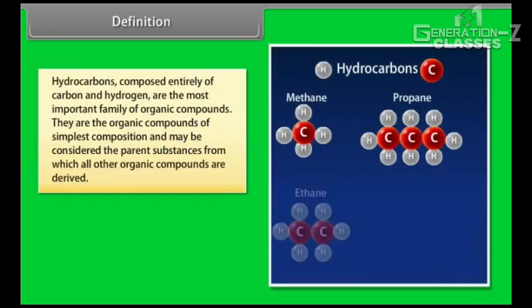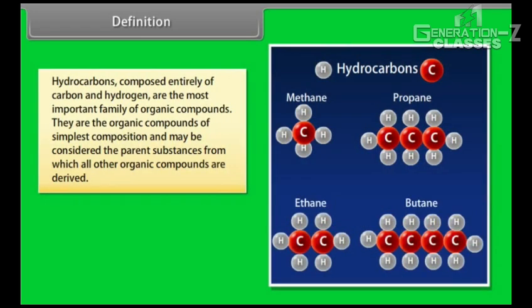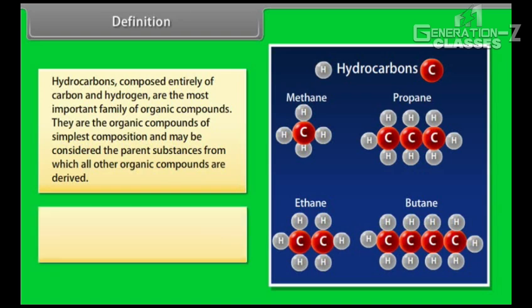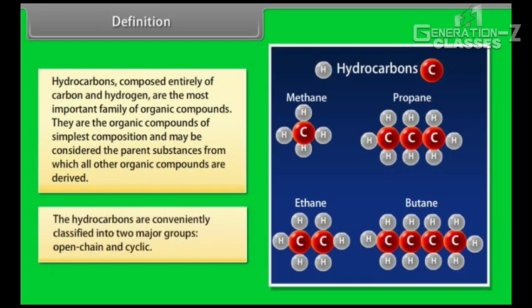Definition. Hydrocarbons, composed entirely of carbon and hydrogen, are the most important family of organic compounds. The organic compounds of simplest composition and may be considered the parent substances from which all other organic compounds are derived. The hydrocarbons are conveniently classified into two major groups: open chain and cyclic.